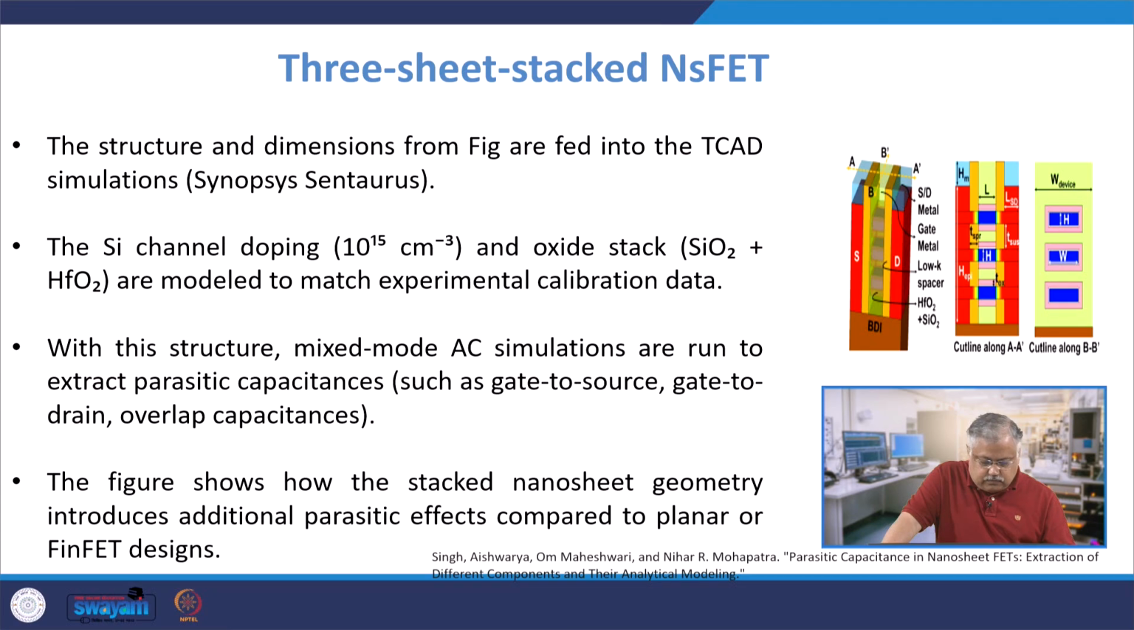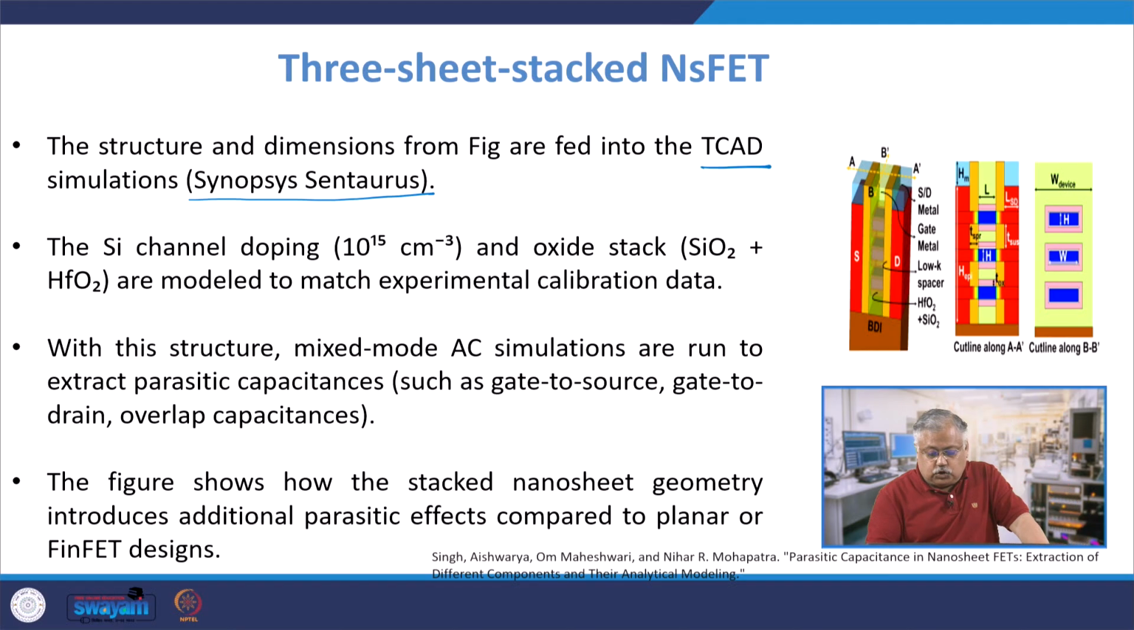The way we will be moving forward is we will take up individual capacitances, and then we will add up the overall capacitances in the system. This has been done on the Synopsys Sentaurus platform, a TCAD. So this is the TCAD we are using, and the structure and the dimensions are shown here.